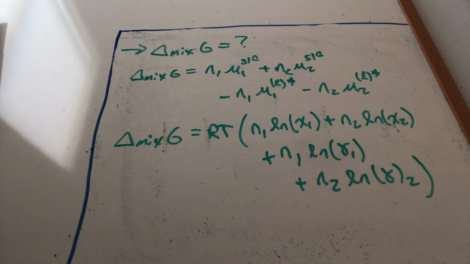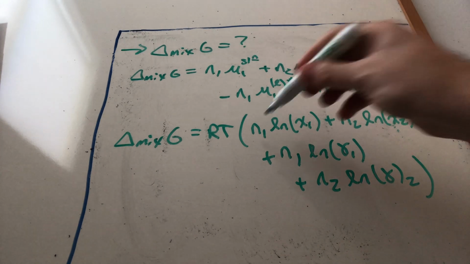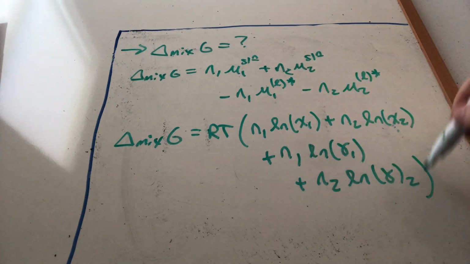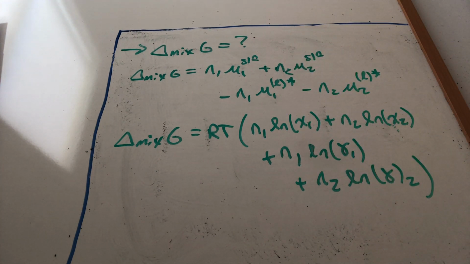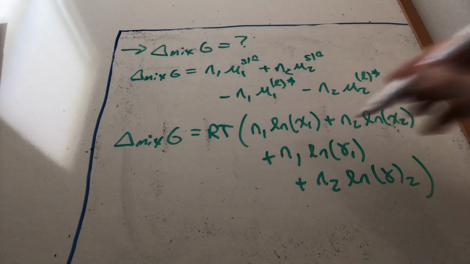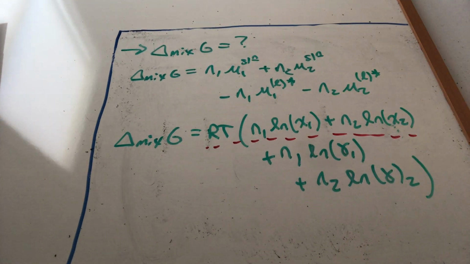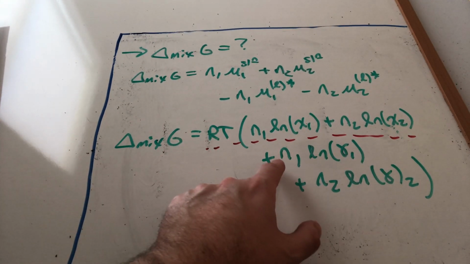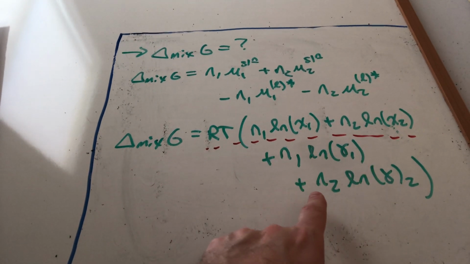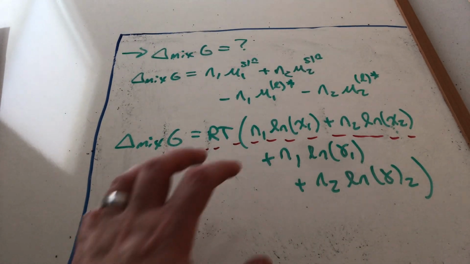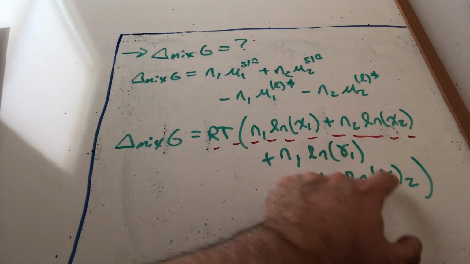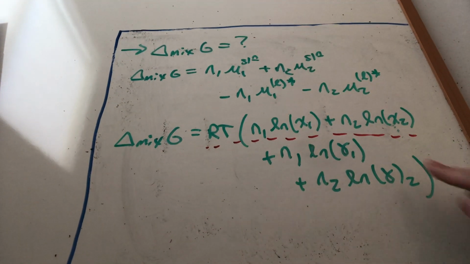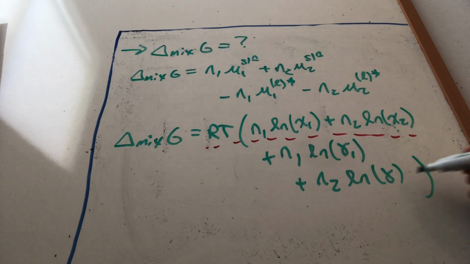So what it really looks like is we regenerate our ideal result, but now we see that there are deviations from our ideal result. If you go back to the last thing that we discussed, this right here was our ideal result. But what do we have more than that? We have RT times N1 natural log of gamma 1 plus N2 natural log of gamma 2. We have extra information there due to deviations from ideal behavior, which are encapsulated in the activity coefficient.